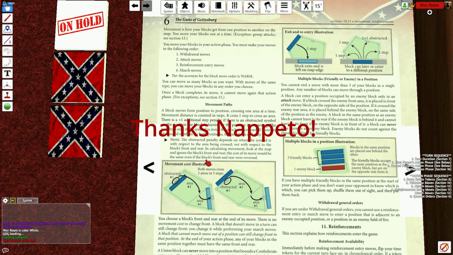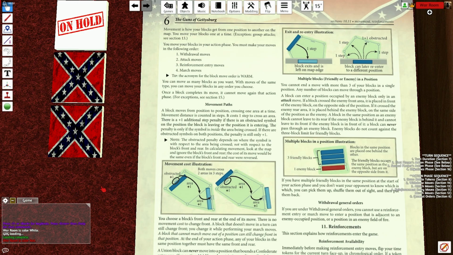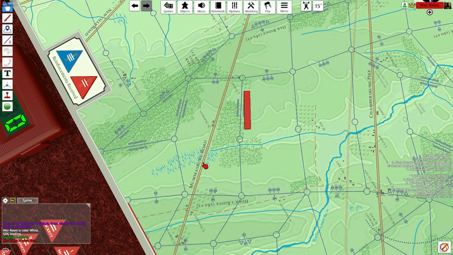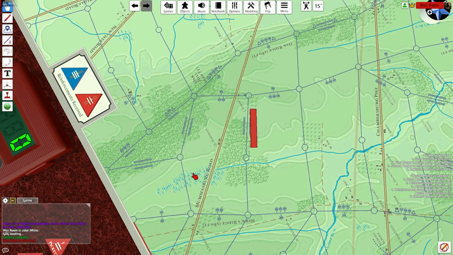Okay, so this video is for Nepedo. He is in my Discord channel, and he helped me out with this particular rule that I made a huge mistake in about movements. So a movement path. A block moves from position to position, crossing one area at a time. Movement distance is counted in steps. It costs 1 step to cross an area. There is an additional step penalty if there's an obstructed symbol on the position the block is leaving or the position it is entering. The penalty is only if the symbol is inside the area being crossed. If there are obstructed symbols on both positions, the penalty is still only 1. I thought you get an additional penalty for both positions you enter. I was wrong. My apologies.